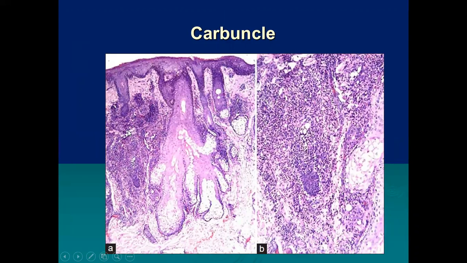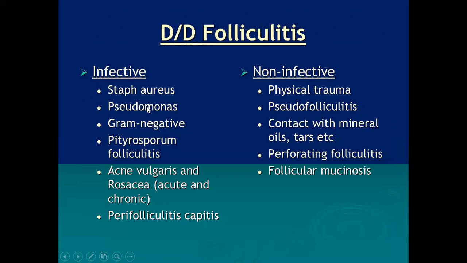Carbuncle is characterized by acute inflammation involving 2 or more adjacent follicles. Folliculitis can be infectious and non-infectious. Infectious causes of folliculitis include Staph aureus, Pseudomonas, gram-negative folliculitis, Pityrosporum folliculitis, perifolliculitis capitis, acne vulgaris, and rosacea. While non-infectious types of folliculitis may be due to physical trauma, pseudofolliculitis, contact with mineral oil and tars, perforating folliculitis, and follicular mucinosis.